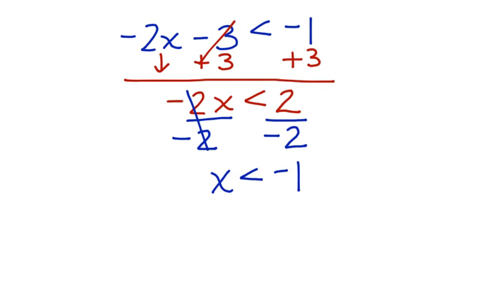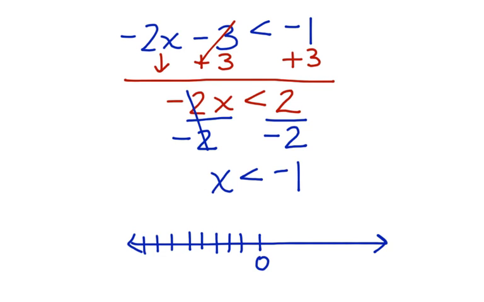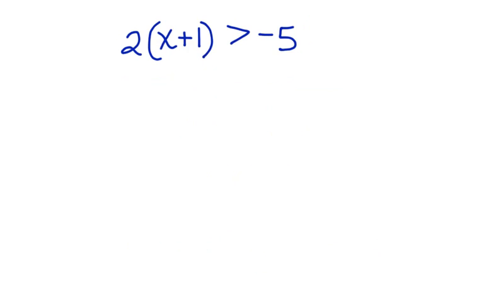Now we can also graph this solution on the number line. Notice that the solution for the inequality does not include negative 1, so I'm going to put an open circle at negative 1. The values for x are less than negative 1, so I'm going to draw my line and my arrow. Now I have solved this multi-step inequality and graphed the solution.